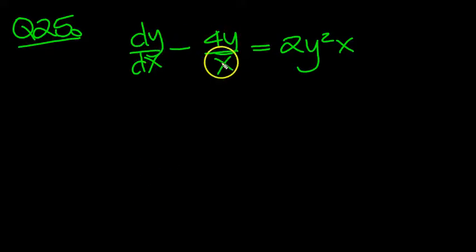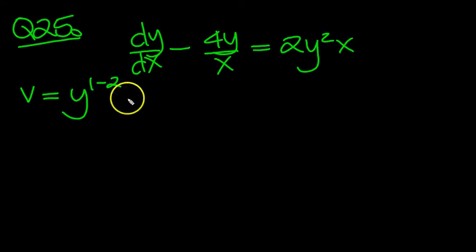dy/dx minus 4y over x equals 2y squared x. So let's use the Bernoulli's equation substitution. v equals y to the 1 minus n. Here everything's arranged in the correct positions, and the value of n is 2, so it's 1 minus 2, which is y to the minus 1, which we can write as 1 over y.